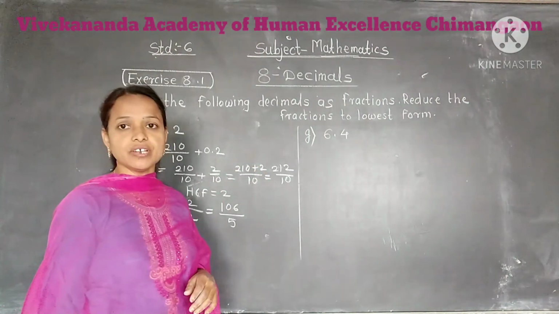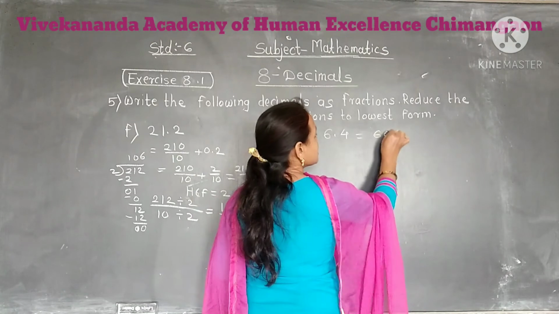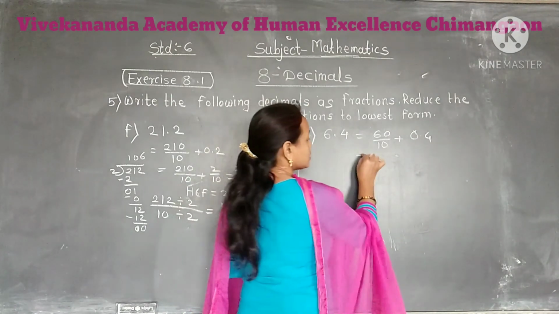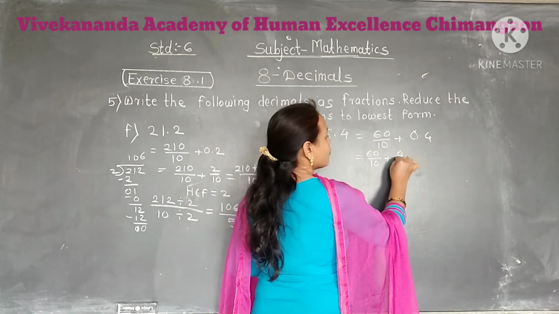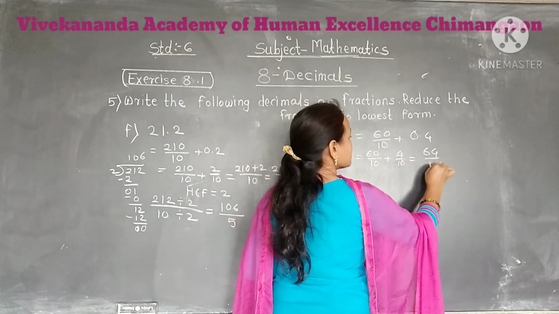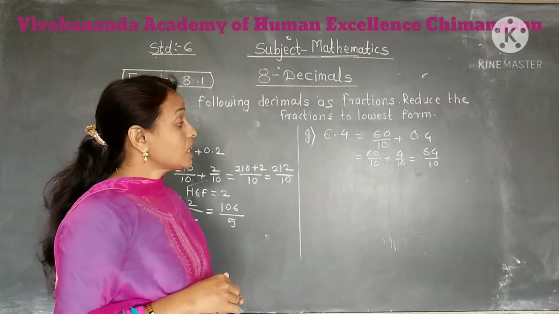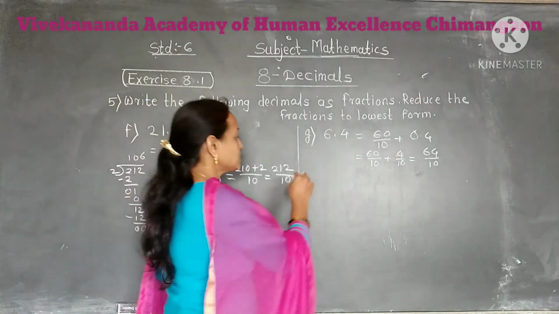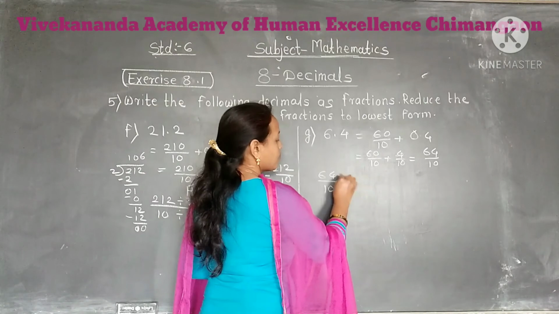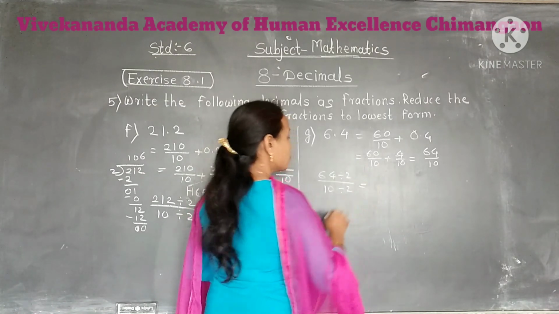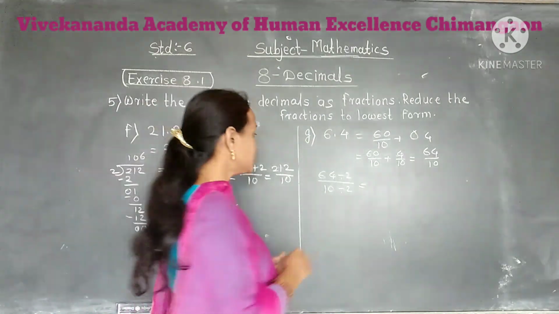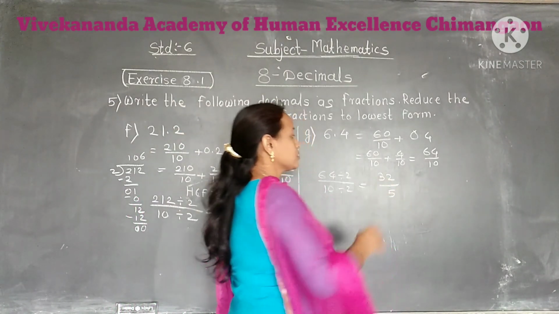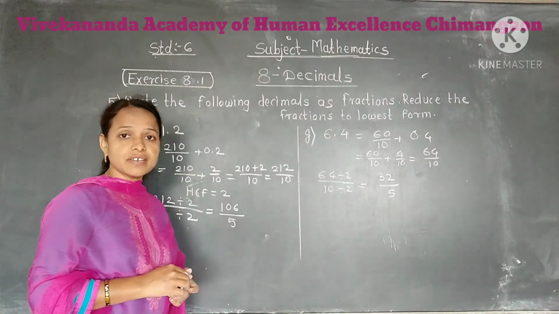Next example, 6.4. So we write it as 60 upon 10 plus 0.4, 60 upon 10 plus 4 upon 10. So we get the answer 64 upon 10. Now here HCF of 64 and 10 is 2. So we divide 64 and 10 by 2. By dividing 64 by 2, we get quotient 32. And by dividing 10 by 2, we get quotient 5. In this way, we reduce that fraction to lowest form.